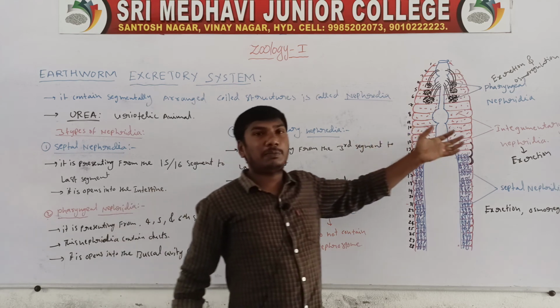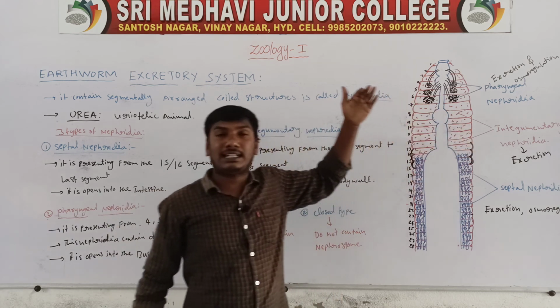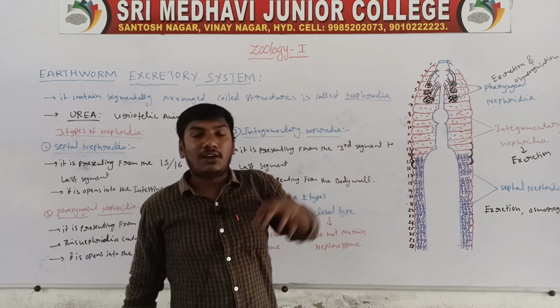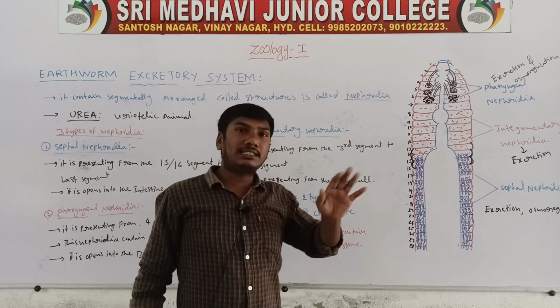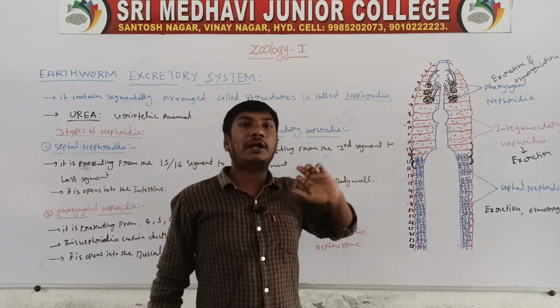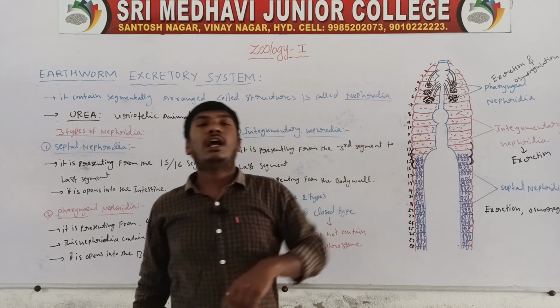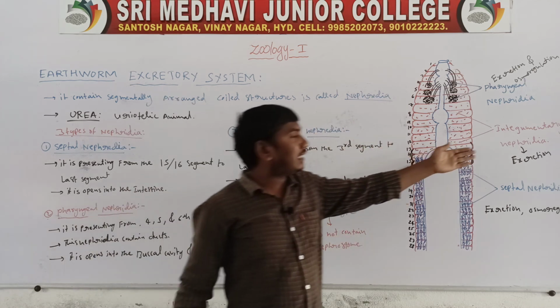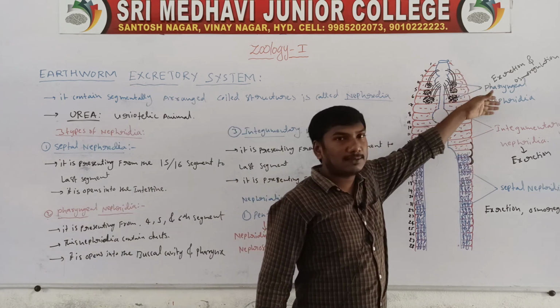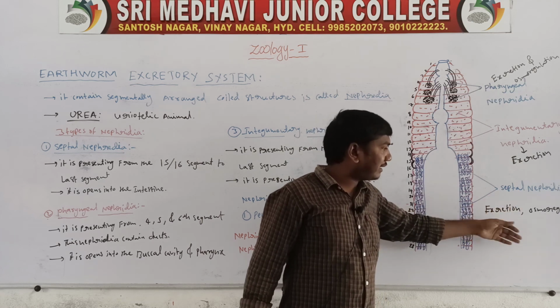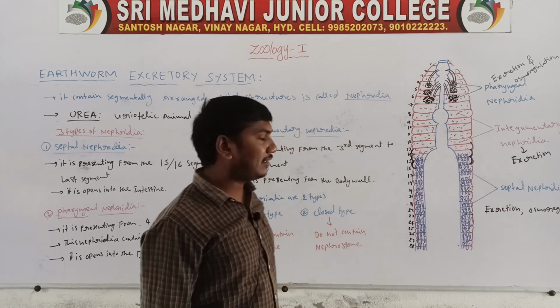Next one, integumentary nephridia. These are present from the third segment to the last segment of the body wall. They are present on the body wall and open to the exterior. Their function is excretion. The septal nephridia function in excretion and osmoregulation.